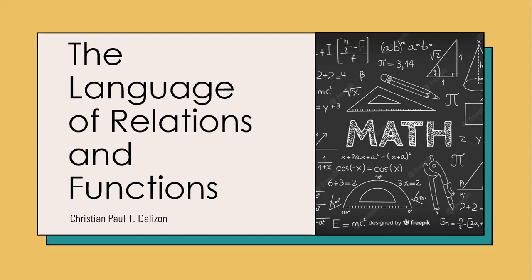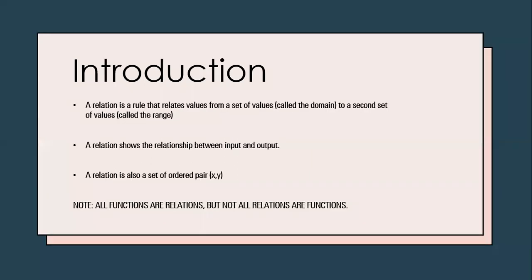Just for a brief introduction, a relation is a rule that relates values from a set of values called the domain to a second set of values called the range. A relation also shows the relationship between input and output, and lastly, a relation is also a set of ordered pairs x and y. Note, all functions are relations but not all relations are functions. So let's head to the given problem that is assigned to me.